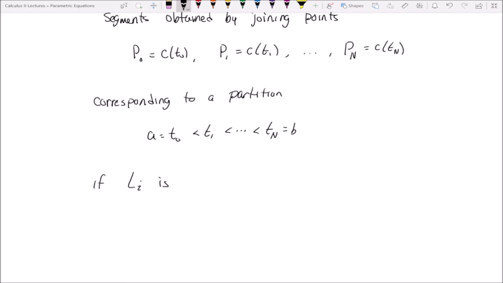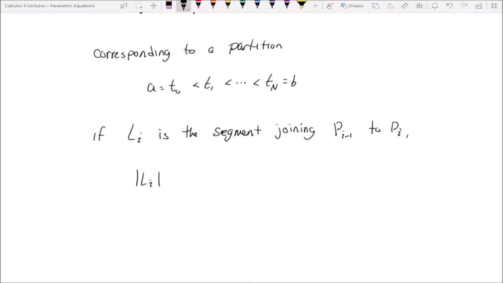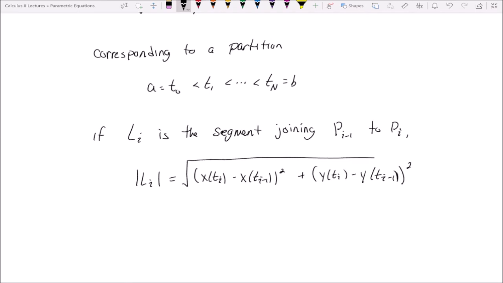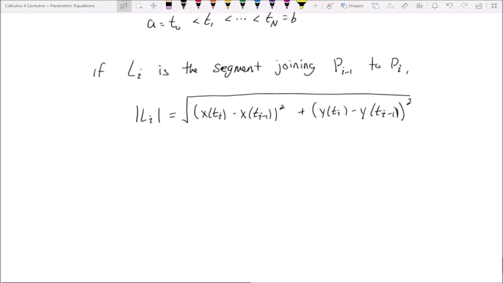So if Li is the segment joining Pi-1 to Pi, then the length of Li is the square root of (x(ti) minus x(ti-1)) squared plus (y(ti) minus y(ti-1)) squared. Assume that x and y are differentiable.